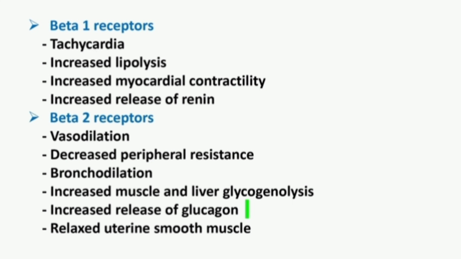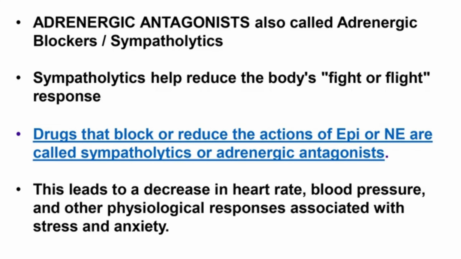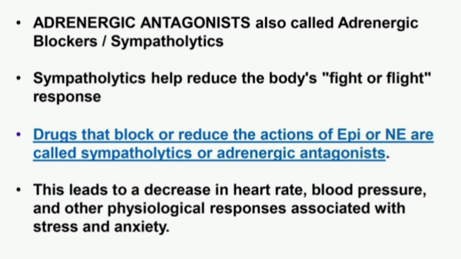Adrenergic antagonists are also known as adrenergic blockers, that means also known as sympatholytics. Sympatholytics, we know, help to reduce the body's fight or flight response. So adrenergic antagonists means the drugs that block or reduce the actions of epinephrine or norepinephrine. These are called adrenergic antagonists or sympatholytics.